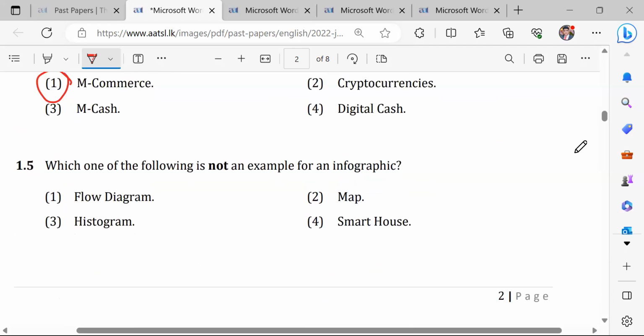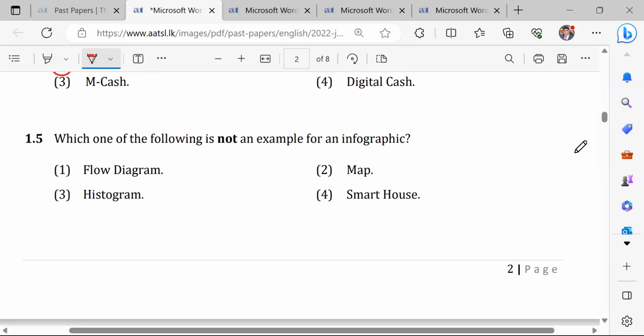Which one of the following is not an example of infographics? Infographics means the method of presenting information. We are using tables, flow diagrams, histograms, bar charts, pie charts, maps, everything. Here the smart house is not infographics. This is a new technological trend in Industry 4.0. Then which is not, this is not.